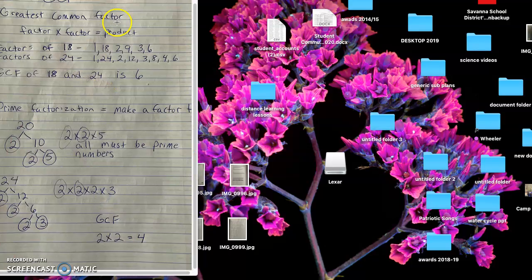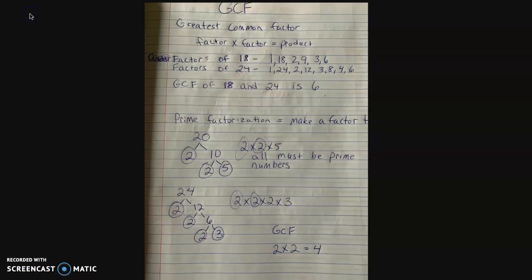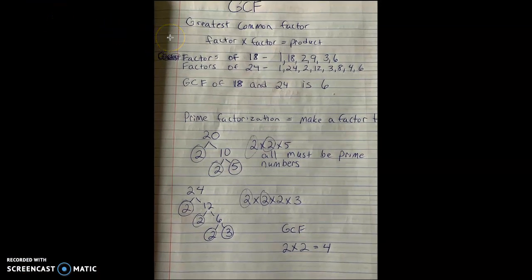Good morning. Today we are going to be reviewing factors and greatest common factor. A greatest common factor is the largest number that is a factor of two or more numbers. So if you look at the definition, remember factor times factor equals product. So what times what equals what.